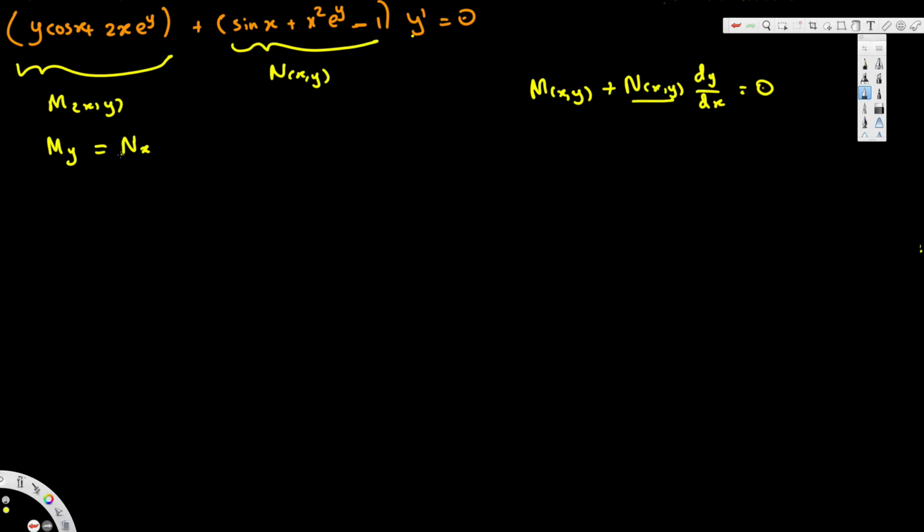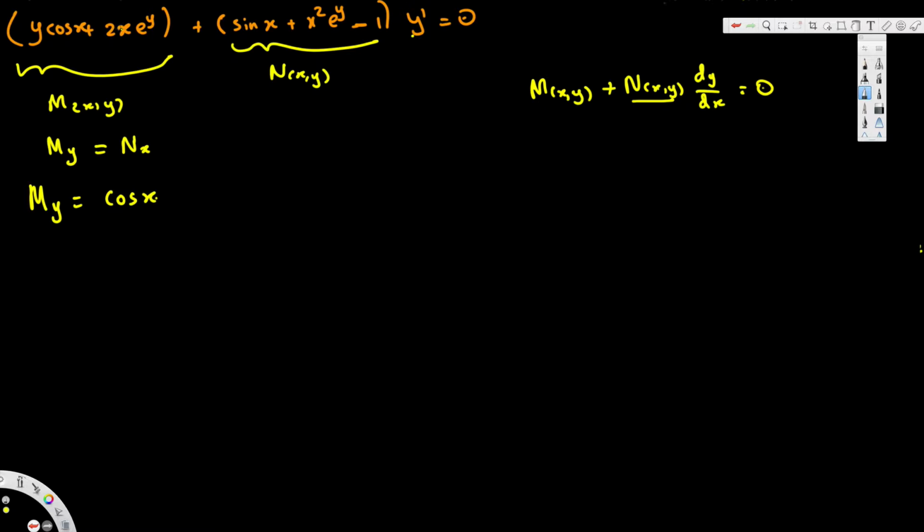And here I'm just going to show you an exact differential equation. Now to prove this is exact, first we have to take the derivative of M with respect to y. Let's go ahead and do that. So M with respect to y, here we have y cos x. If I take the derivative with respect to y, we treat x as a constant. So this is going to be just cos x, because y will become 1.